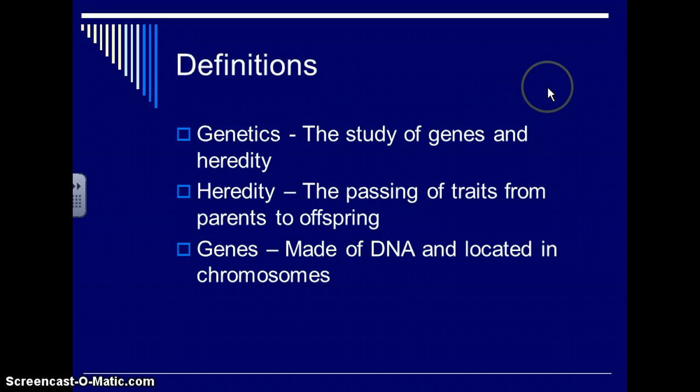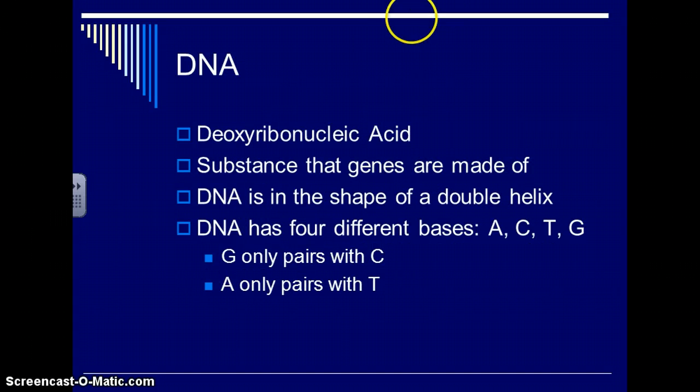Before we go any further, let's talk about a few definitions. Genetics, first of all, is the study of genes and heredity. But then, what's heredity? Well, heredity is the passing of traits from parents to their offspring. Another keyword that you're going to need to know is genes. Genes are things that are made of DNA, and they're located in chromosomes.